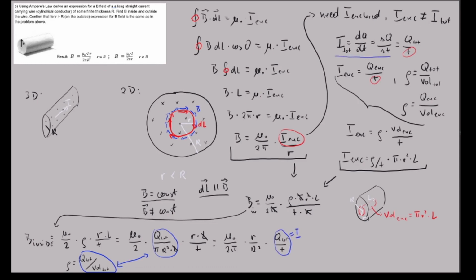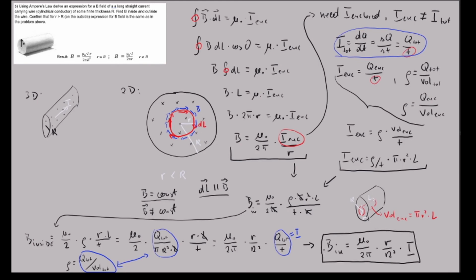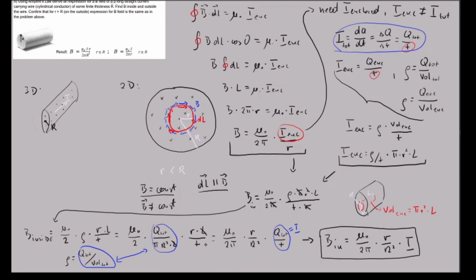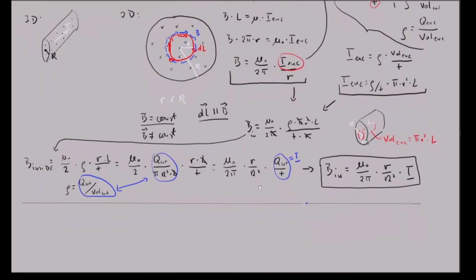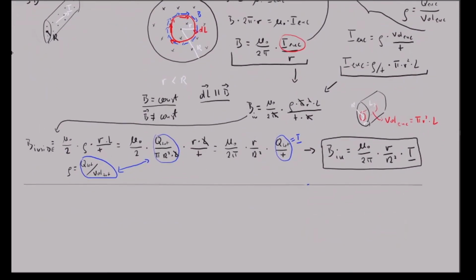Recall this equation. And so now I'm getting close. This gives me, well, actually now I'm done. So the magnetic field on the inside is simply going to be μ₀ over 2π times r over R squared times I. And let's confirm that this is in fact what we were aiming for. Yeah, okay. All right, so here's what you could do now with that equation. This is the magnetic field on the inside.